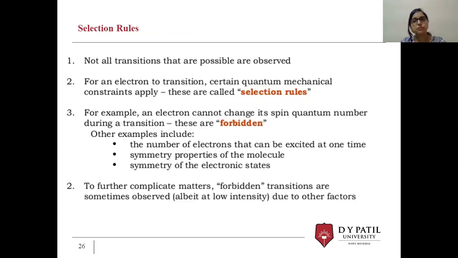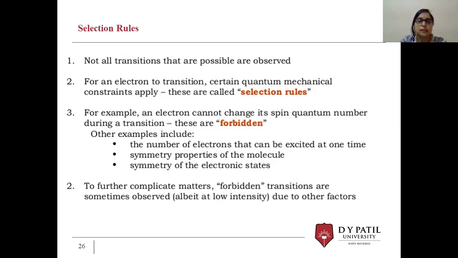Now, the very important phenomenon that leads to the spectroscopic techniques is the selection rules. There are certain rules that molecules and atoms need to follow to allow or forbid a certain kind of transition. So not all transitions are actually possible. For an electron to transit or to emit, certain quantum mechanical constraints apply, and these are known as selection rules. For example, an electron cannot change its spin quantum number during a transition. These are forbidden. These are not allowed.